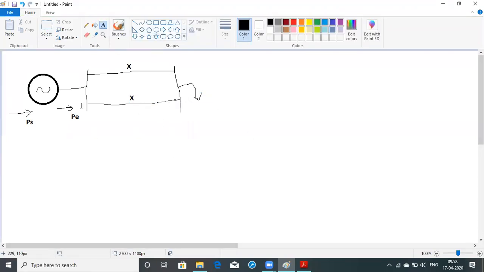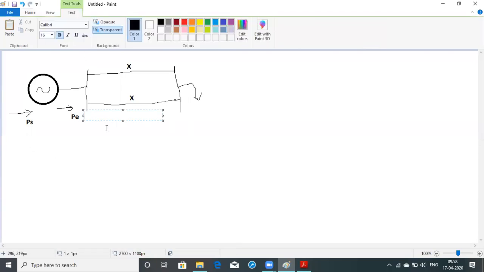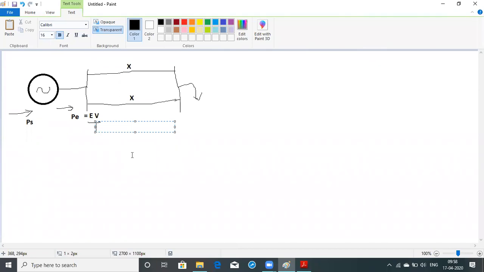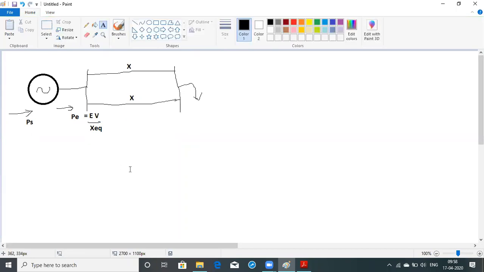So for this, what is usually the formula? The electrical power is equal to E, the excitation voltage of the generator, times V, the terminal voltage, divided by X equivalent, because we have two reactances, two transmission lines connected in parallel, and it also depends on sine delta naught, where delta naught is the initial angle.